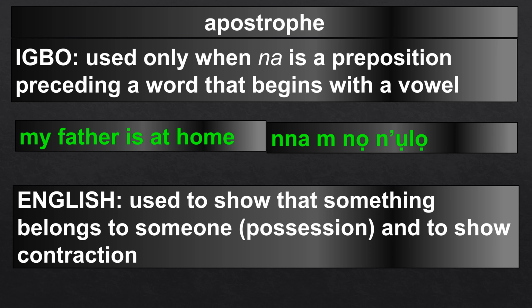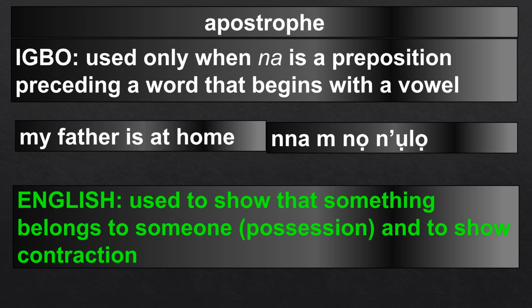So the question is, how do we represent the words that are written with an apostrophe in English? How do we represent those in Igbo? In English, the apostrophe is used to show possession, that one thing belongs to another or something belongs to someone. The apostrophe is also used to show contraction in English.